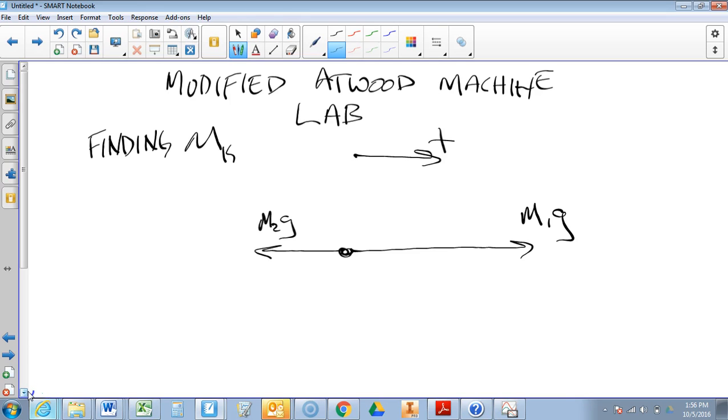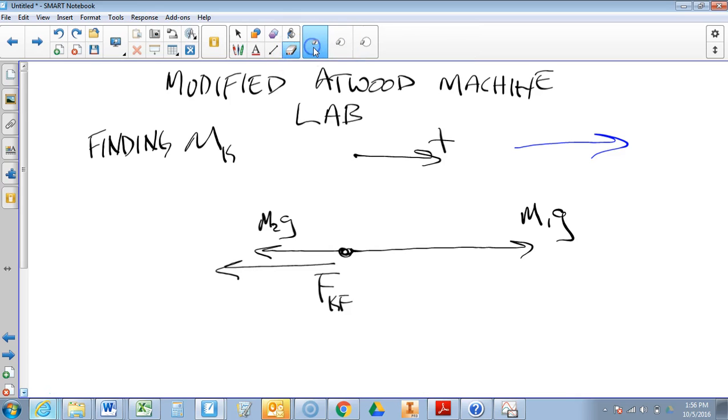And I have M2G pulling against it. But I also have friction in this lab. In this setup, we were working on a wooden board with a block of some kind, nothing on wheels or anything. So friction was an issue. And since the whole thing was moving to the right in this case, friction would then be to this side. Force of kinetic friction. Now I want to make sure I am not trying to indicate here that we're in equilibrium. So let me just make sure that that is abundantly clear. That even in spite of friction, right, M1G is winning and we're accelerating to the right. We're not in a state of equilibrium.